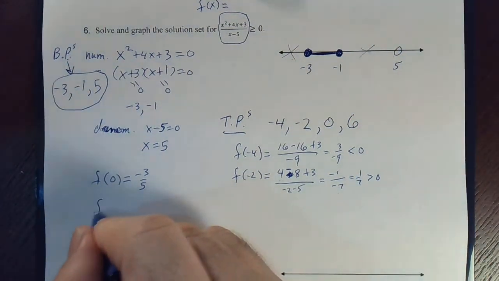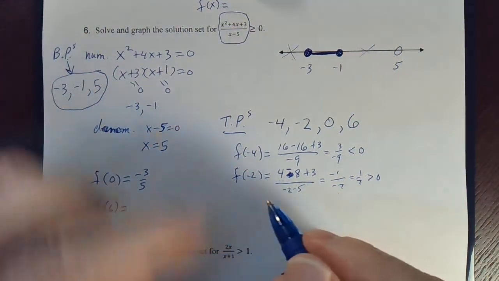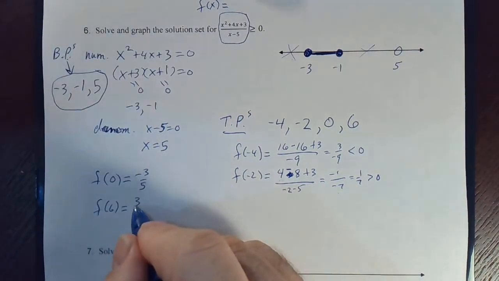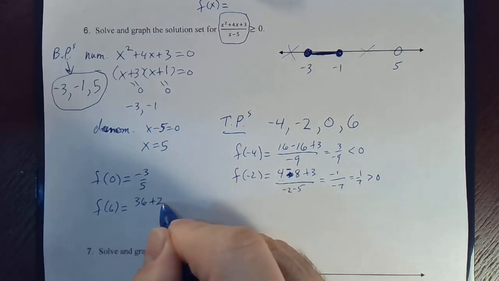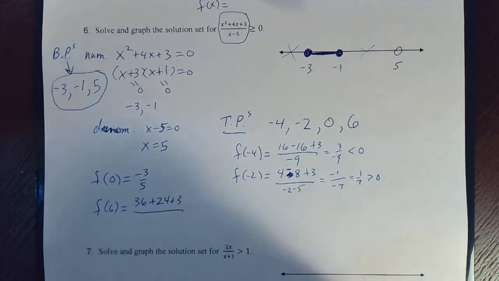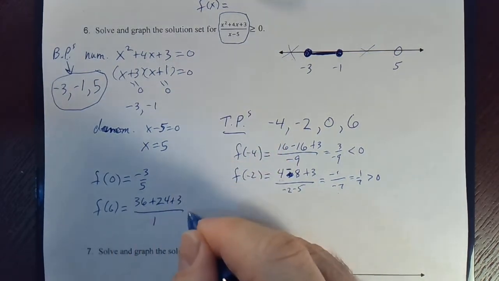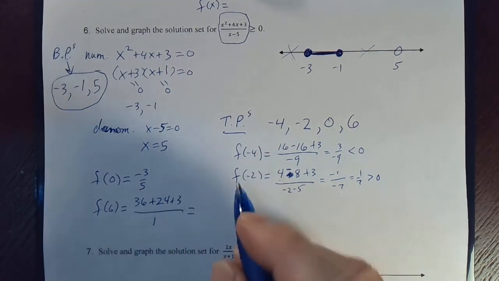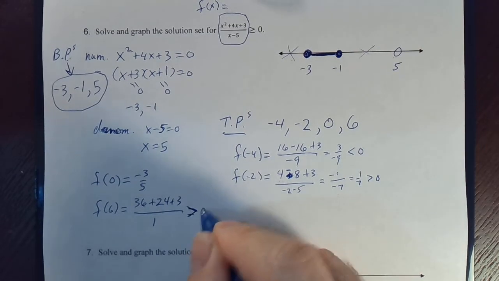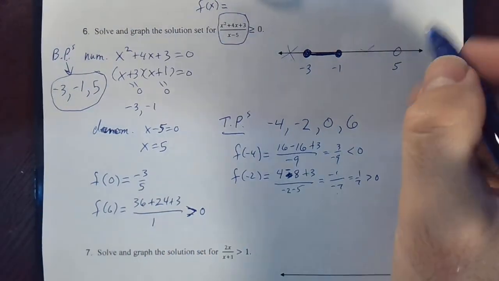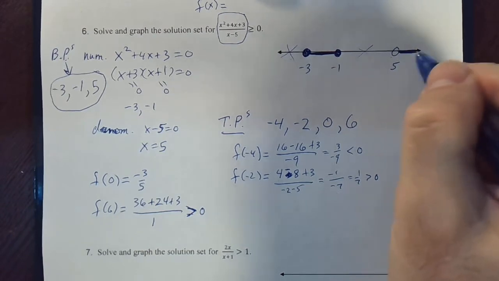And then we go to f of 6. And we will get 36, because 6 squared, plus 4 times 6 is 24, plus 3, all over 6 minus 5, which is 1, and clearly that's a positive number. I'll just put greater than 0. And that's what we want. So we'll shade this last region as well.